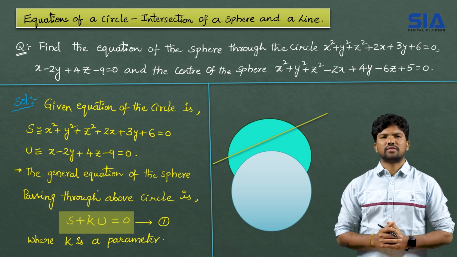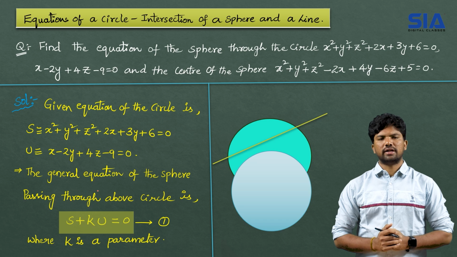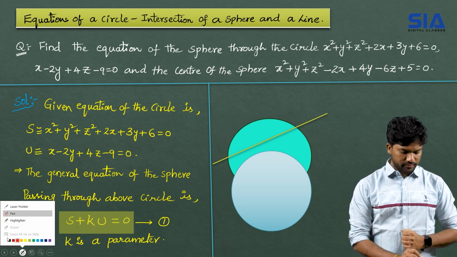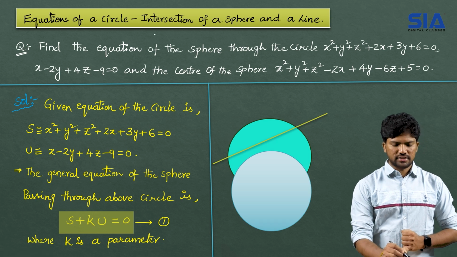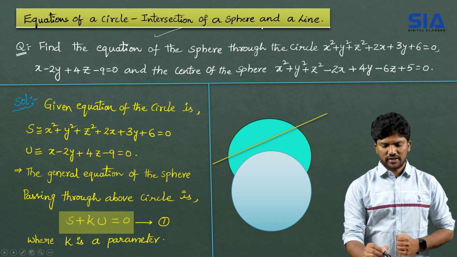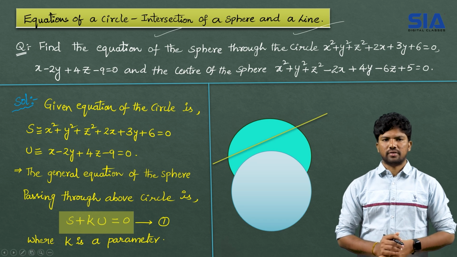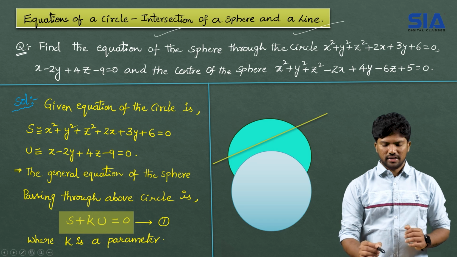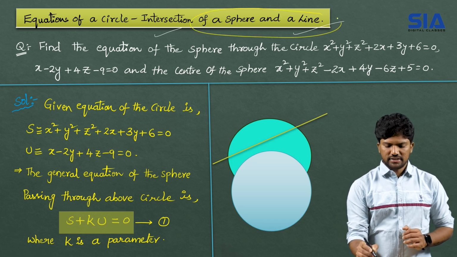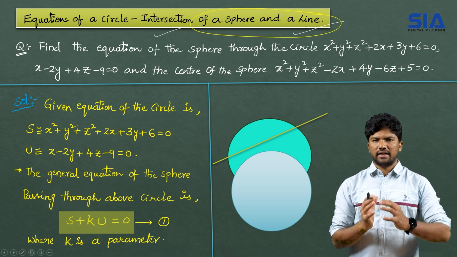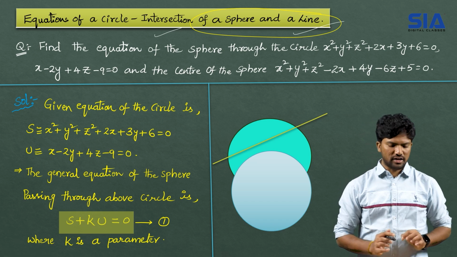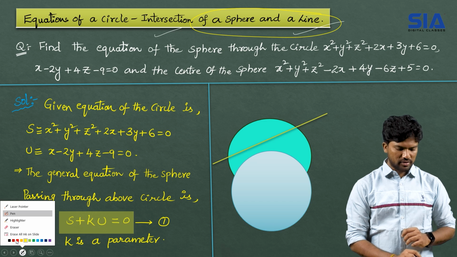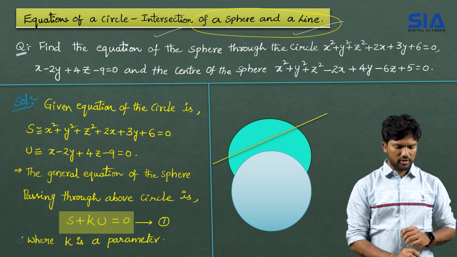So in this lecture, we are going to discuss one more important concept from first unit. The name of the concept is equations of a circle, intersection of a sphere and a line. Finally we have to find the equation of a circle, but here the intersection of a sphere and a line is there. So this is one of the important concepts from this unit. Based on that concept, now we are going to discuss one more important problem.